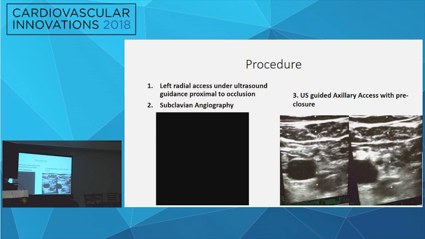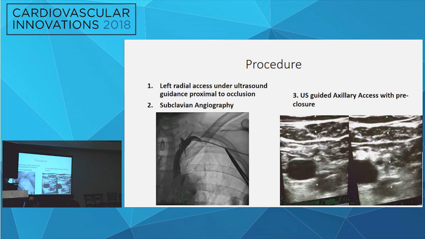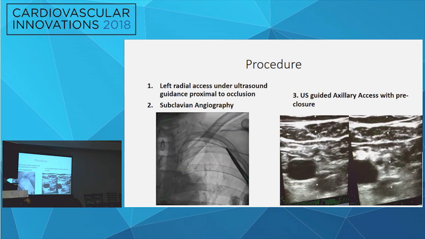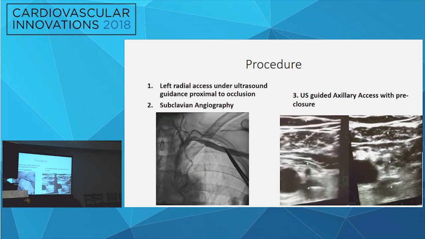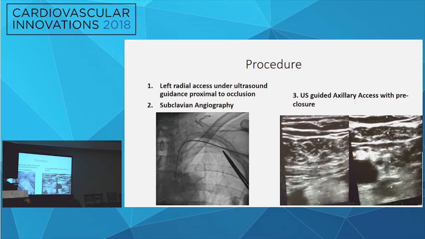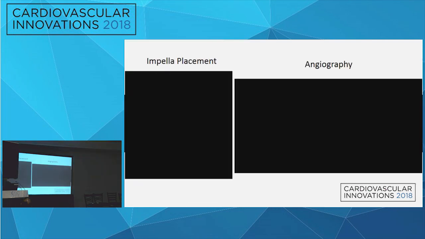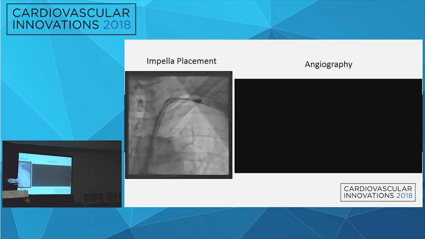I obtained ultrasound-guided left radial access because I was a ways up the arm. Through that, I put in a pigtail and did an angiogram of the left axillary. We do a lot of axillary access in our center, and this is our usual protocol. We mark it under fluoroscopic guidance, and then under ultrasound guidance, get access, trying to avoid the branches, accessing the axillary artery, performing pre-closure, and placing the Impella sheath. And this is the Impella placement.